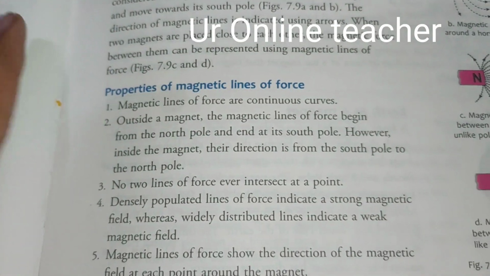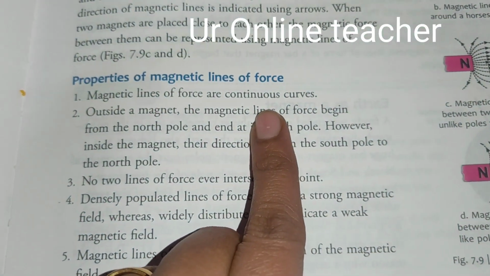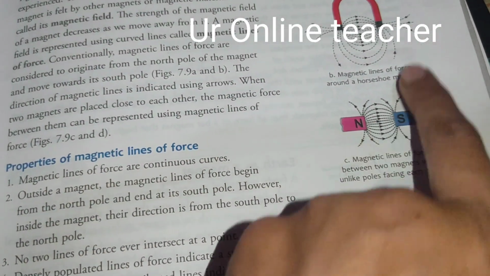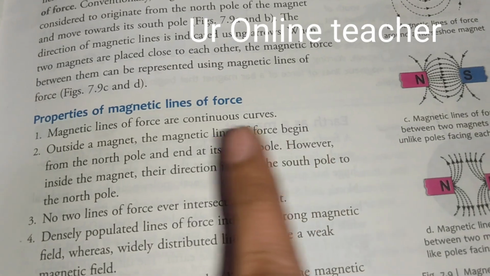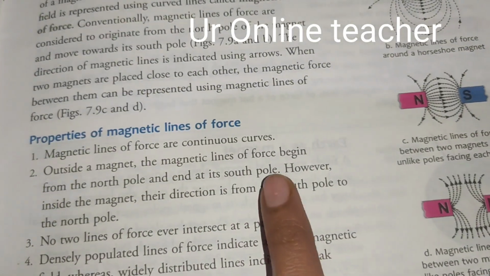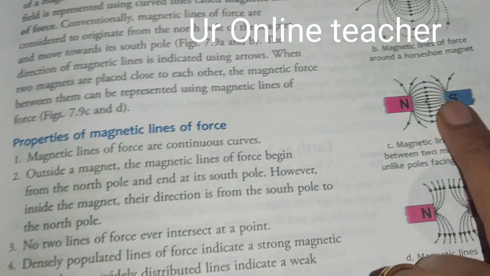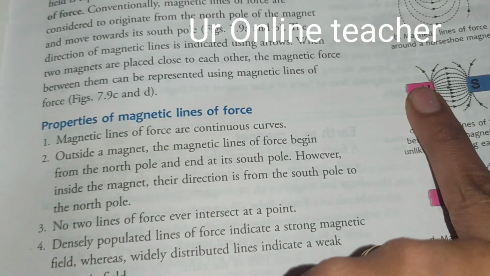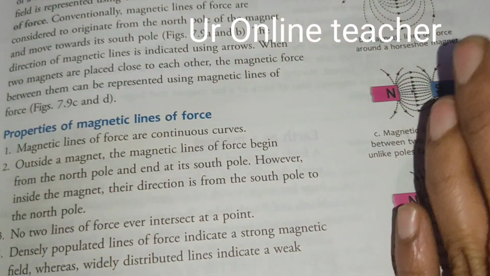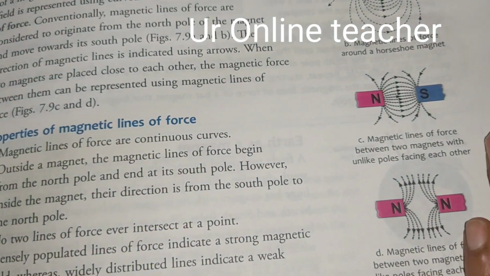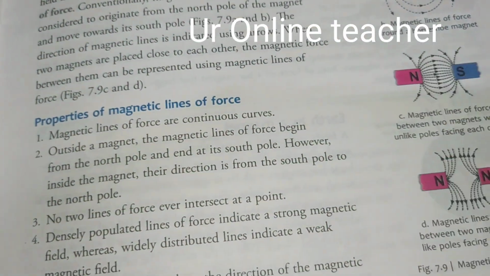From this we will see some properties of magnetic lines of force. Magnetic lines of force are continuous curves. Outside a magnet, magnetic lines of force begin from the North Pole and end at the South Pole. However, inside the magnet, the direction is from South Pole to North Pole. From outside we see it starts from North and ends at South, but inside it starts at South and ends at North.